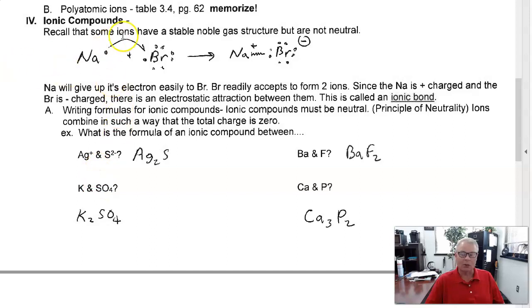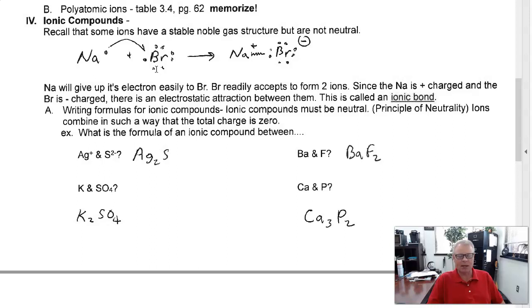Recall that some ions have a stable noble gas structure but are not neutral. So here's a sodium atom. It's got that 1 extra valence electron sitting there. And here's a bromine atom. It's got 7 valence electrons. Look at the group. It's in group 17, so that's how you know it's 7. Sodium is in group 1, so it has 1. So this sodium has 1 more electron than it really wants. This bromine really could use an electron.